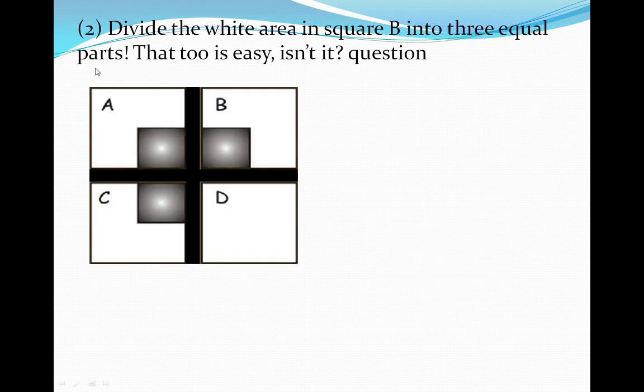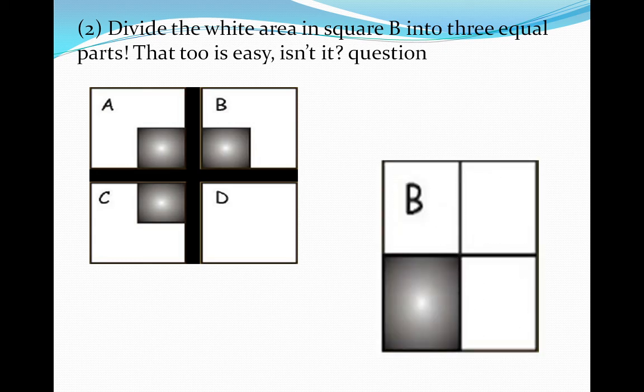Now the second question is, divide the white area in square B into 3 equal parts. That is too easy, isn't it? Yes, it is very easy. Look at here how we can divide this white area into 3 equal parts. In this way, look at here. I separated this B portion from this puzzle, so you can see that the corner portion is black colored and the remaining white colored area is divided into 3 equal parts. 1, 2, 3.